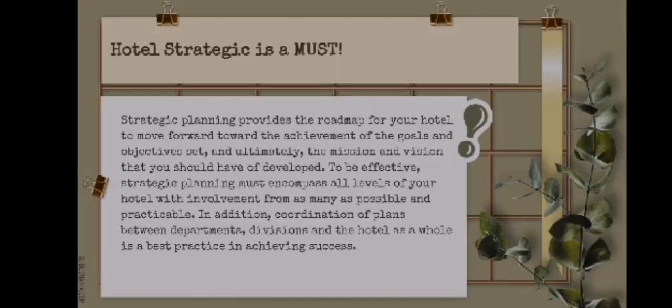Hotel strategic planning is a must. Strategic planning provides the roadmap for your hotel to move forward toward the achievement of the goals and objectives set, and ultimately the mission and vision that you should have developed. To be effective, strategic planning must encompass all levels of your hotel with the involvement of as many as possible and practicable. In addition, coordination of plans between departments, divisions, and the hotel as a whole is the best practice in achieving success.